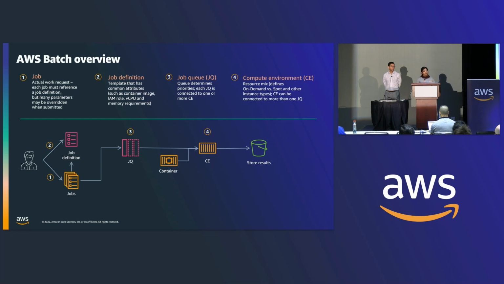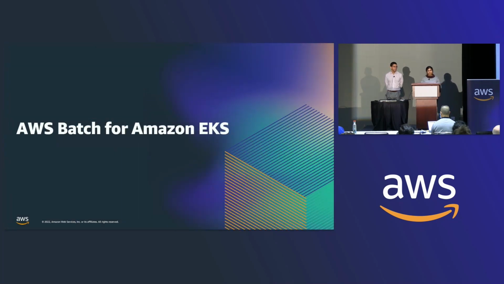It's essentially a resource pool that decides whether you're using on-demand or spot instances. You can also pick specific instance families or instance types to stick to within your compute environment. The compute environment is where your jobs are run, and AWS Batch now supports 3 major platforms of compute: ECS, Fargate, and now releasing support for EKS. Next, I'm going to turn it over to Angel to talk more about the EKS integration.